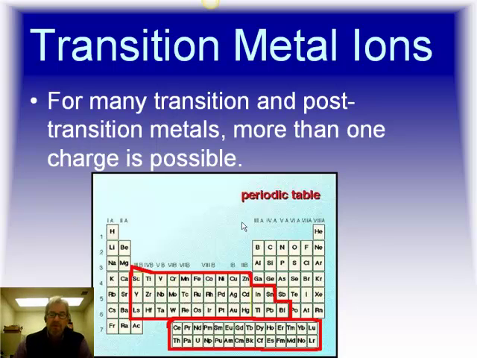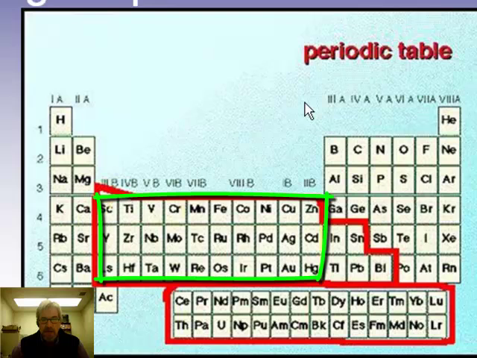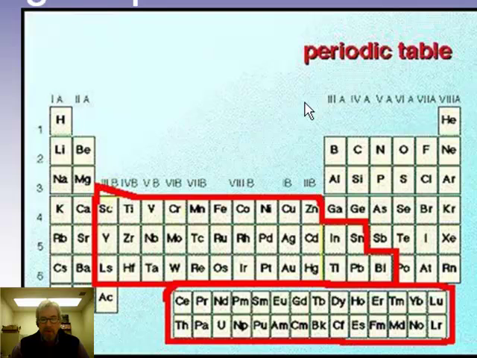For lots of transition and post-transition metals, in fact for most of them, more than one charge is possible. So what are the transition and post-transition metals? Well, they're outlined here in red on this table. So it includes the transition metals, the scandium through zinc, and then lanthanum through mercury columns, and then the lanthanides and actinides that are down here way on the bottom. But then it also includes these things that aren't exactly transition metals, like indium, tin, thallium, lead, and bismuth. They are post-transition metals. For all of these things, there's more than one possible charge. They're always going to be positively charged, though.